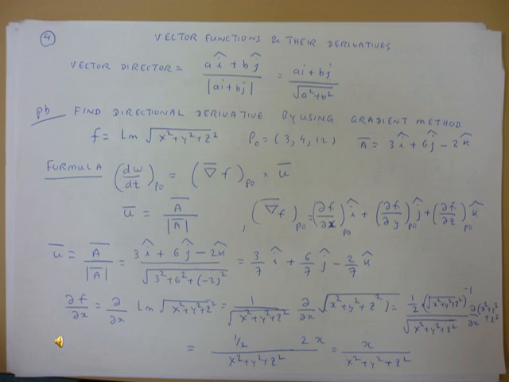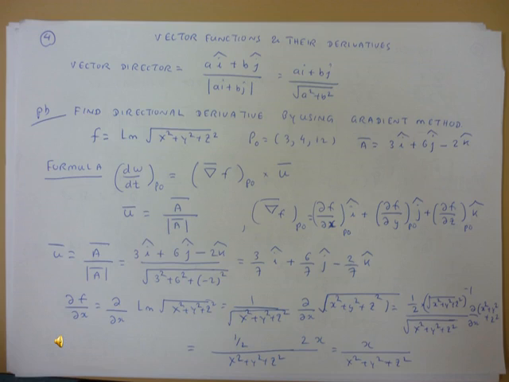In this case, we have to calculate the directional derivative. The directional derivative formula is given: the derivative in the direction of u at P0 equals del f at P0 multiplied by the u vector. Here, u vector equals the A vector divided by the A vector magnitude. And del f at P0 equals del f by del x at P0 i plus del f by del y at P0 j plus del f by del z at P0 k. Those are the formulas to be utilized.